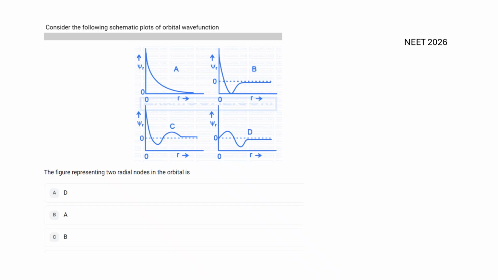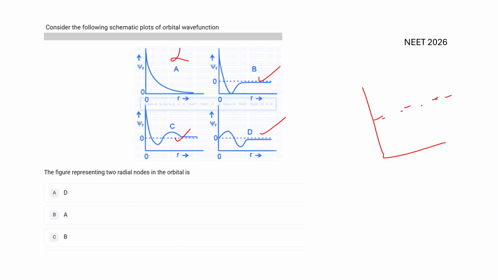There is always one way to find out these types of answers. In a graph, there is always one virtual line. In the four options, there is a virtual line here, a virtual line here, and here it is also a virtual line. There is no virtual line in this case.